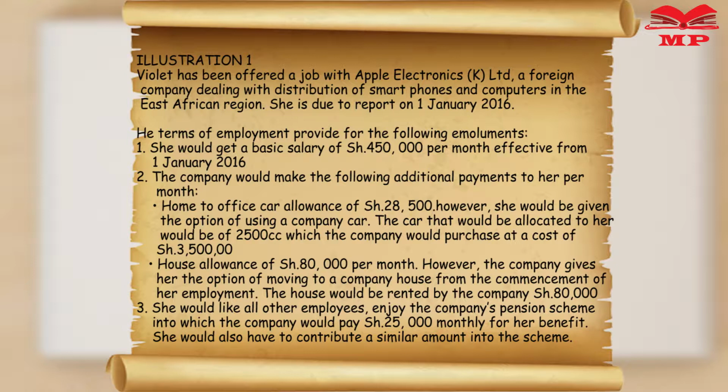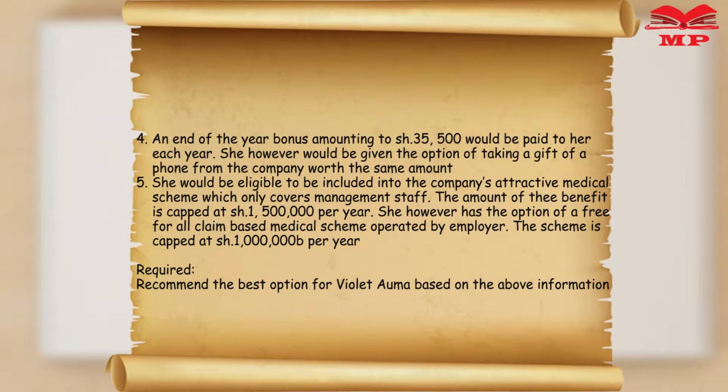Bullet 2, house allowance of 8,000 per month. However, the company gives her the option of moving to a company house from the commencement of her emolument. The house would be rented by the company at 8,000 per month. She would, like all other employees, enjoy the company pension scheme, into which the company would pay 25,000 monthly for her benefit. She would also have to contribute a similar amount into the scheme.